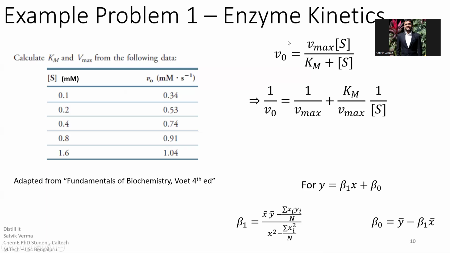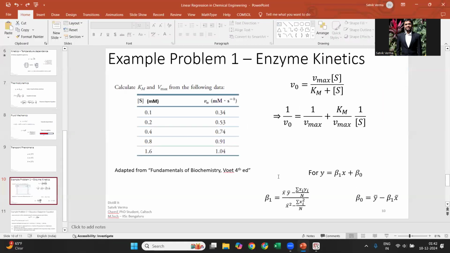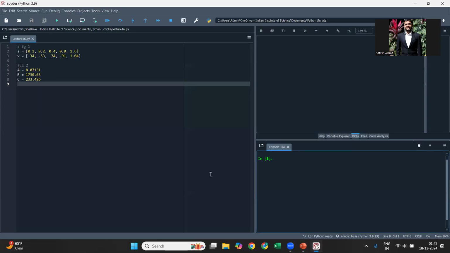I have this as the Michaelis-Menten equation. So I linearize that to get 1 by V naught equals 1 by Vmax plus Km by Vmax times 1 by S, right? And now this is a linear equation in 1 by V versus 1 by S. So beta naught is 1 by Vmax and beta 1 is Km by Vmax. So let's try to code this based on whatever linear regression we had studied in the previous lecture.